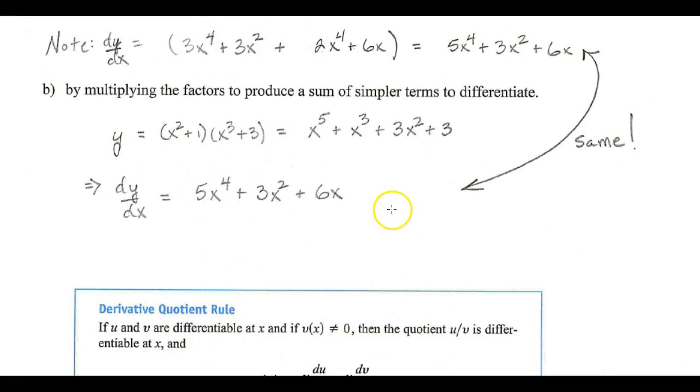So this is just an example of sometimes we can multiply the functions out, simplify them, and just take the derivative with the other rules we had. Later on, you'll see that there'll be more complicated functions that are multiplied where there's nothing you can do. You have to use the product rule.